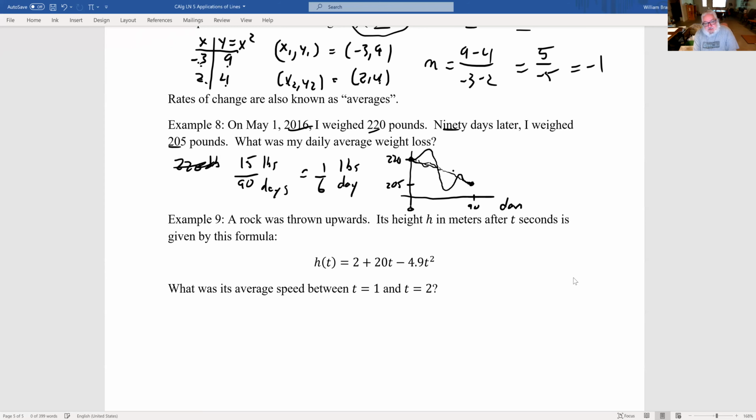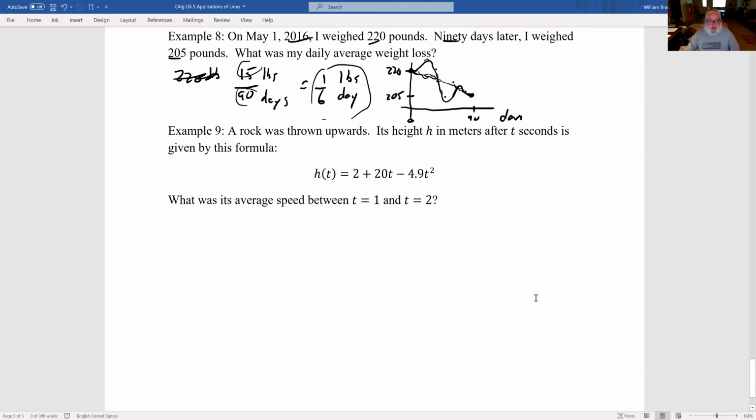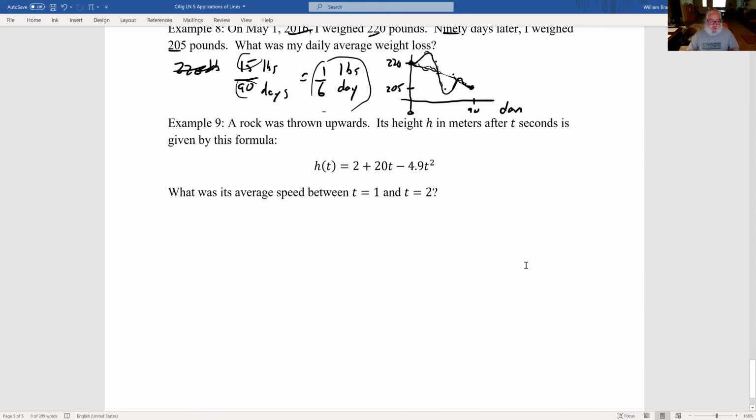Well, I lost 15 pounds in 90 days, so 1/6 pounds per day. And that's the slope of this line connecting them. And so this line says, if I lost this much every single day, then I would lose 15 pounds in 90 days. But it doesn't tell me exactly how my weight changed. So likewise, we can look at average velocity, right? Note the units here, right? Pounds per day.